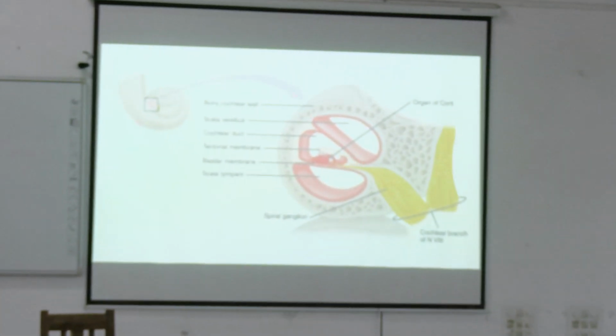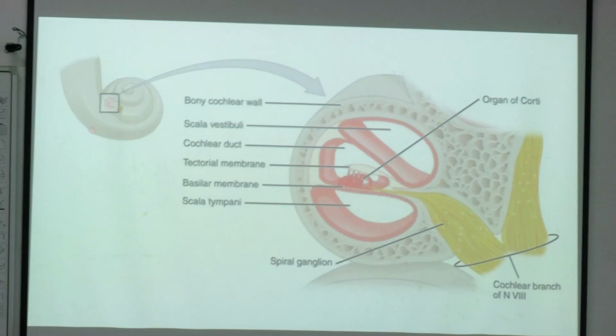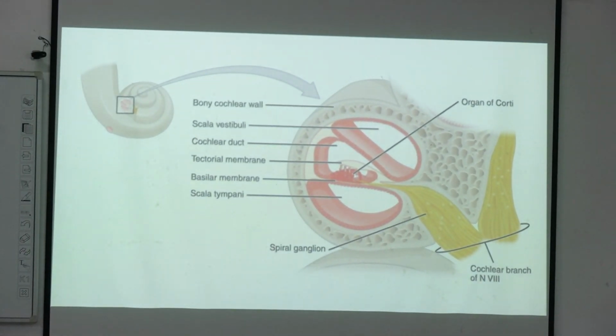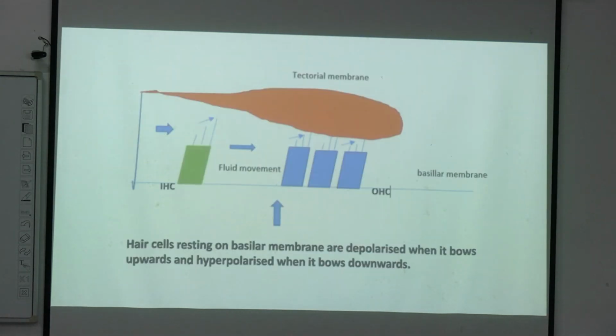So hair cells lie on this basilar membrane, and hair cells are of two types. One is the outer hair cell or OHC, and another is the inner hair cell or IHC. Over the hair cells is the tectorial membrane, and here is the basilar membrane. The rule is always: when the basilar membrane moves upwards, there is depolarization of the hair cell. Once the basilar membrane moves downwards, there is repolarization of the hair cells.